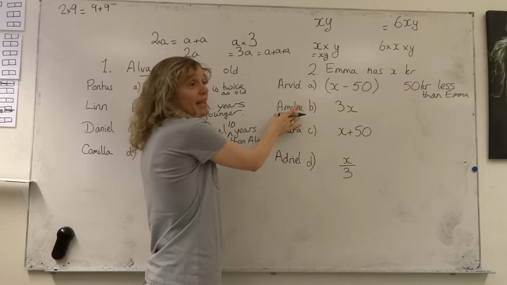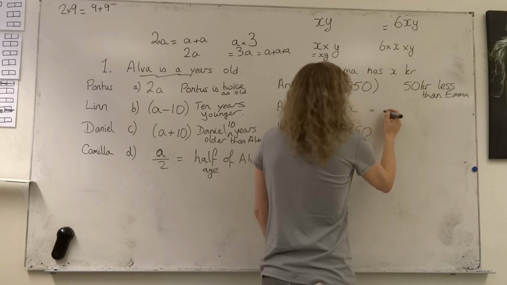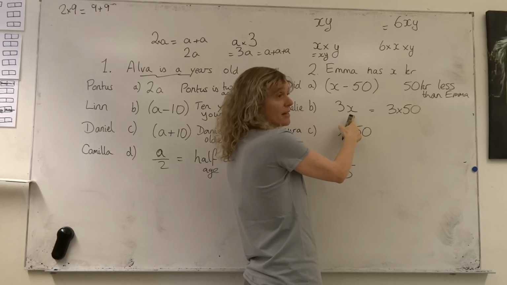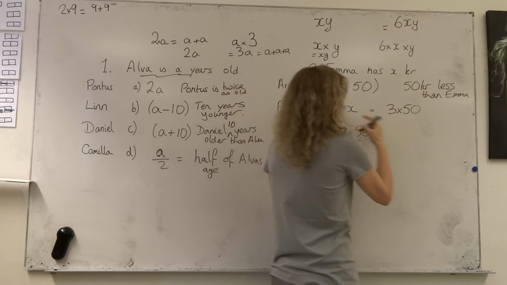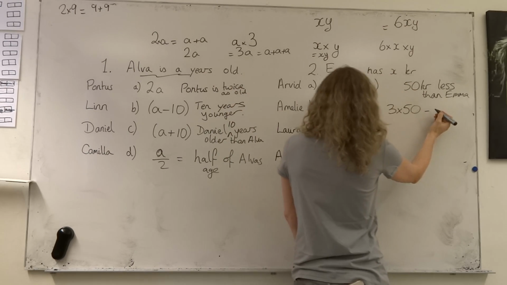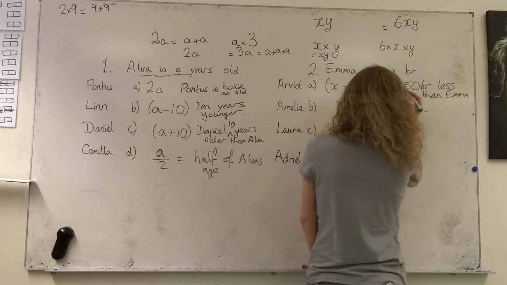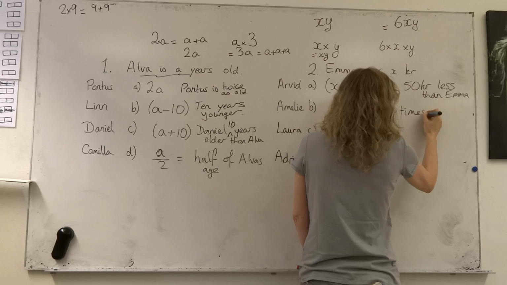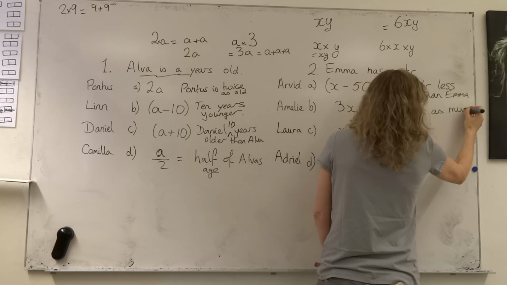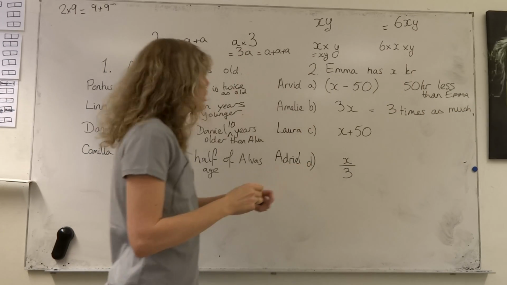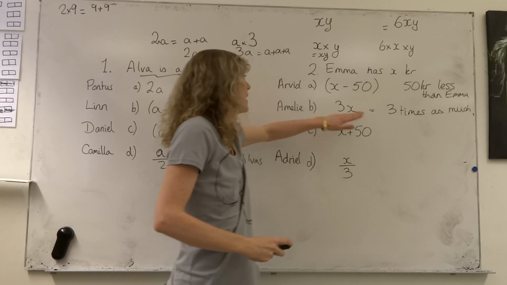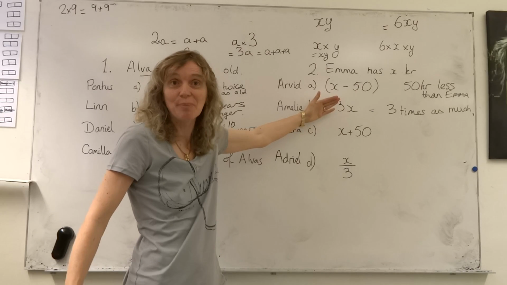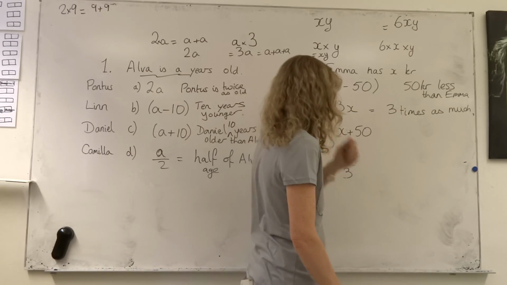Well, let's have a look at Amelie. Lucky Amelie, she has 3 times as much as Emma had. So she's got 3 lots of x, we don't know how much it is. 3 times as much. So if Emma had 1,000 kronas, here's lucky Amelie sitting there with 3,000. x can be anything. So she's got 3 times as much money.